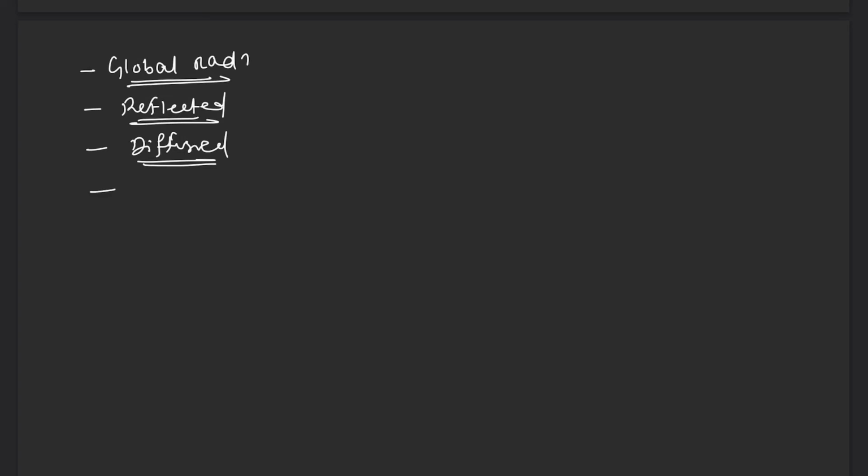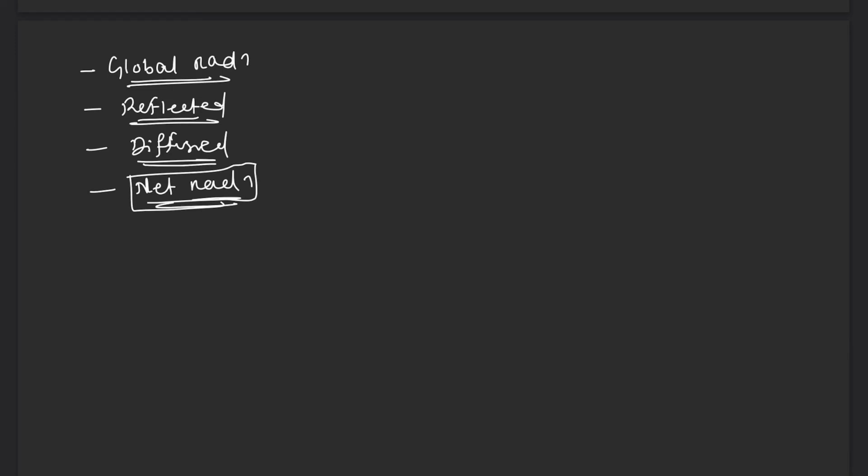Then some are net radiation. What is net radiation? That is total incoming radiation minus total reflected radiation, that is, how much radiation is actually present in the Earth's atmosphere. How much is coming minus how much is reflected back, that is net radiation. That is measured with a net radiometer, right? Incoming radiation minus outgoing radiation is called net radiation.